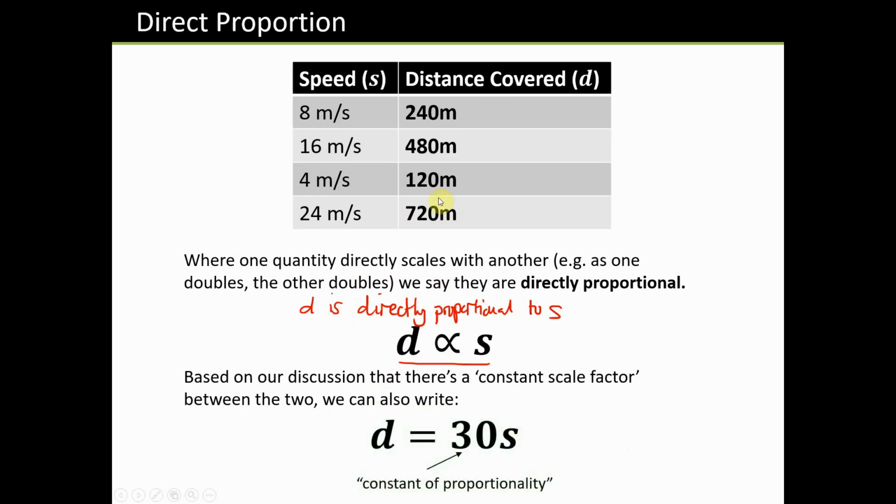And we could write the formula to this question up here. We could write that as D equals 30S, because we've times'd by 30 each time here. And we'd say that this is our formula. We'll see what this is later. And we've got a constant of proportionality, the fancy word for what are we always multiplying by.